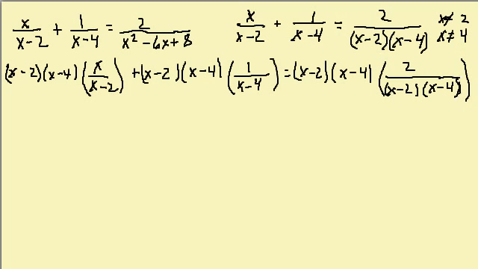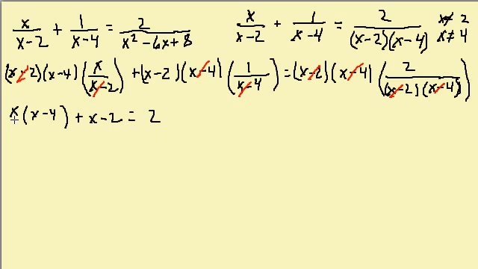So now let's see what cancels. The x minus 2's cancel. Here the x minus 4's cancel. And here the x minus 2 and x minus 4 cancel. So I'm left with x times x minus 4 plus x minus 2 times 1 is x minus 2 equals 2.